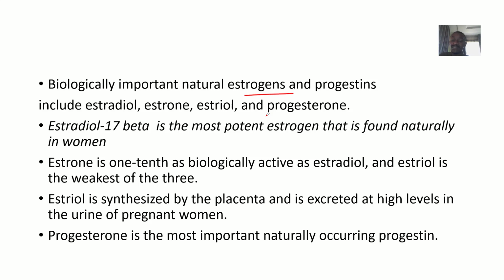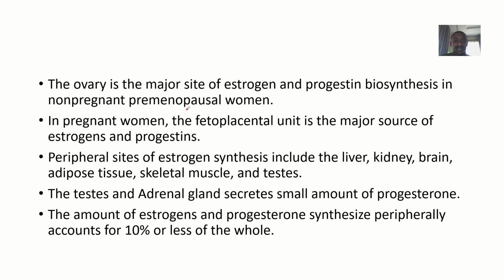We have synthetic estrogens, then we have synthetic progestins too. For estradiol, 17 beta is actually the most potent estrogen that is found naturally in women. Estrone is 1/10 as biologically active as estradiol, and estriol is the weakest of the three. Estriol is synthesized by the placenta and is excreted at high levels in the urine of pregnant women. Progesterone is the most important naturally occurring progestin.